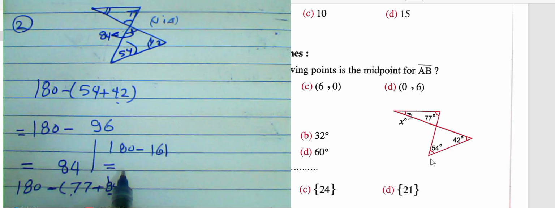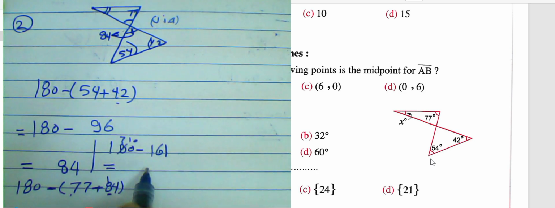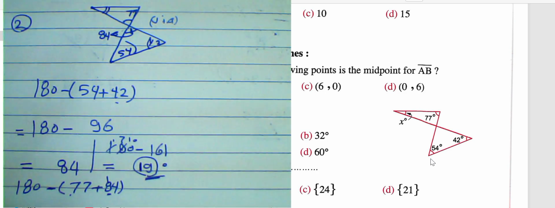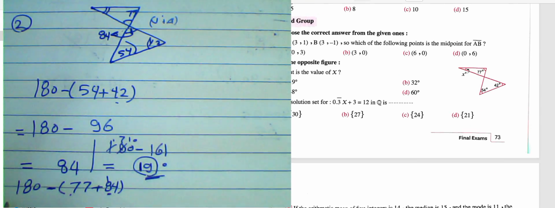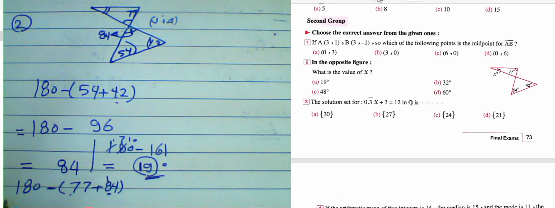And then we can find the difference. 10 minus 1 it will be 9, and 7 minus 6 it will be 1. Then the result will be 19 degrees. You must write 19 in the space. Choose letter A. Next, question number 3.